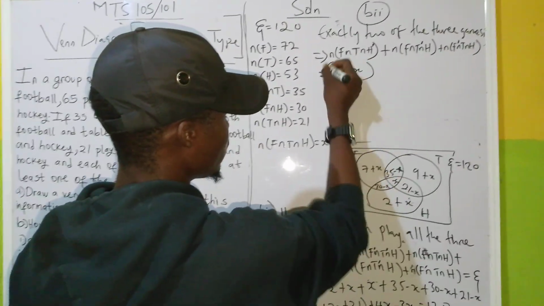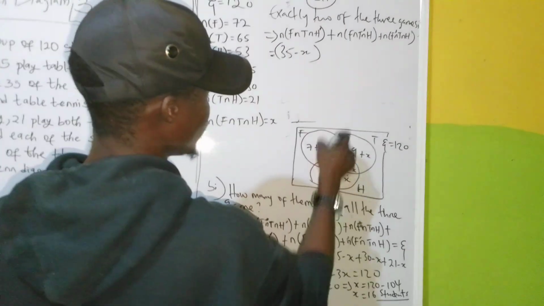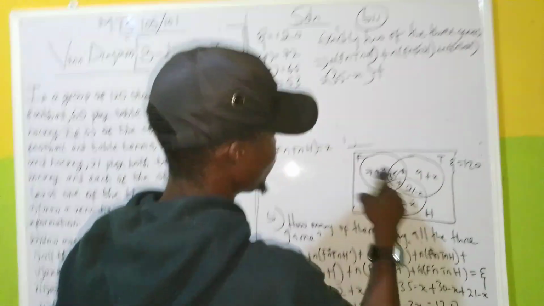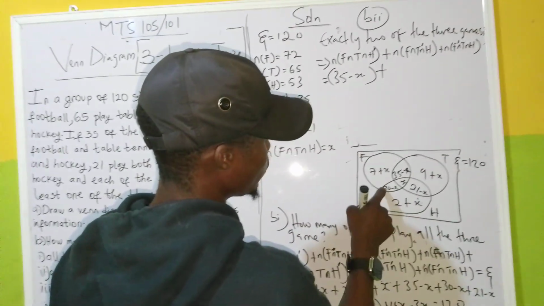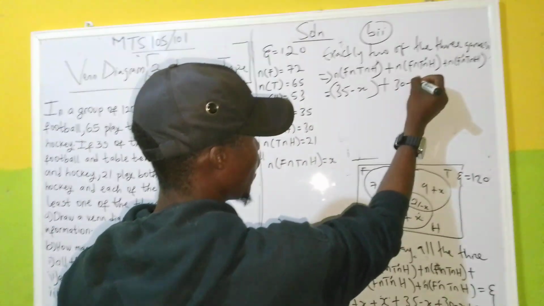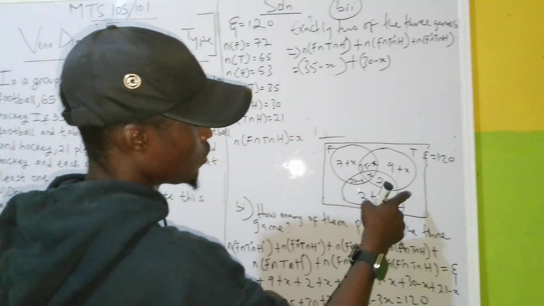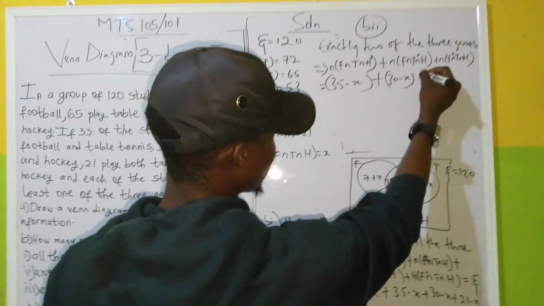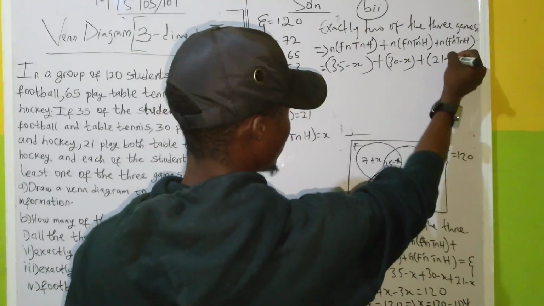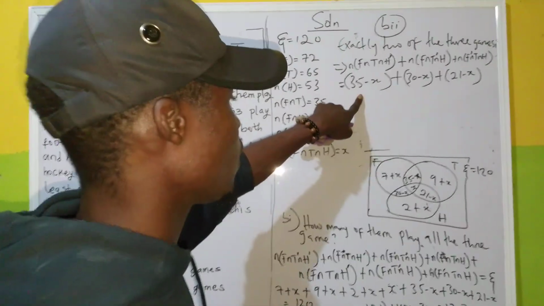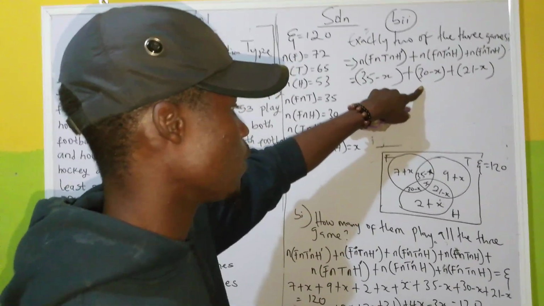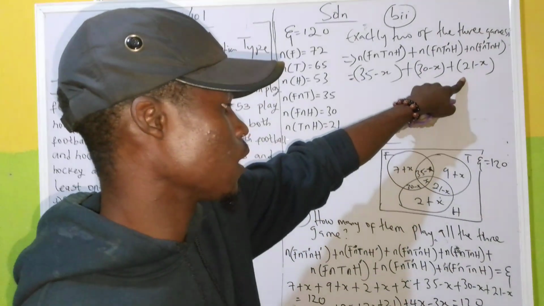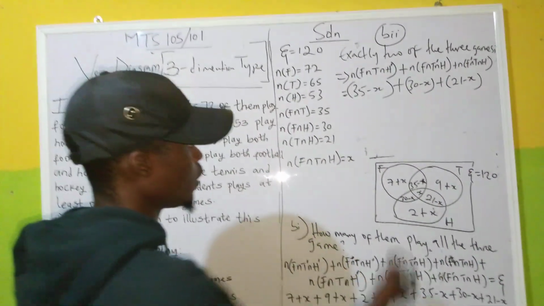35 minus x is for football and table tennis, this is where they join, plus football and hockey, 30 minus x, this is where they join, plus hockey and table tennis, this is where they join, 21 minus x. So this one is for football and table tennis, this one is for football and hockey, and this one is for table tennis and hockey.